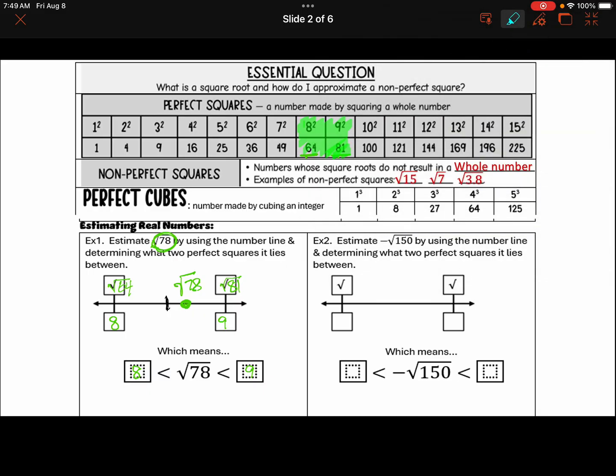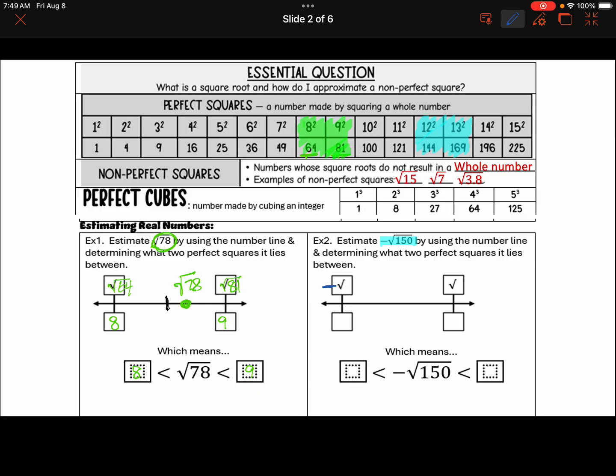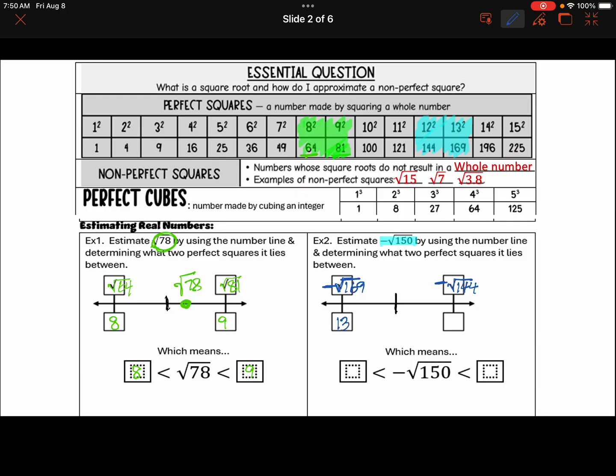But for where we go to find it, we don't worry about the negative part yet. So right now I'm just thinking 150. And I'm going, okay, well, 150 is definitely going to be between 144 and 169. But because we're in the land of the negatives, I am going to put the 169 over here, and I'm going to put the 144 over here. And then I want to do the same thing. I want to mark the halfway point. So square root of 169 is 13, except that would be negative 13. Square root of 144 is 12, except that would be negative 12.